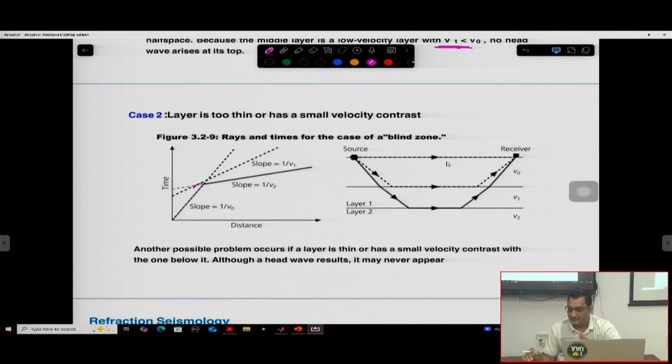Okay, and there were two limitations to the flat layer case. The first limitation was, if there is a low velocity zone, there will be no appearance of the head wave, and if there is a very thin impedance contrast, then the head wave will appear, but it will not be clearly visible. Okay.